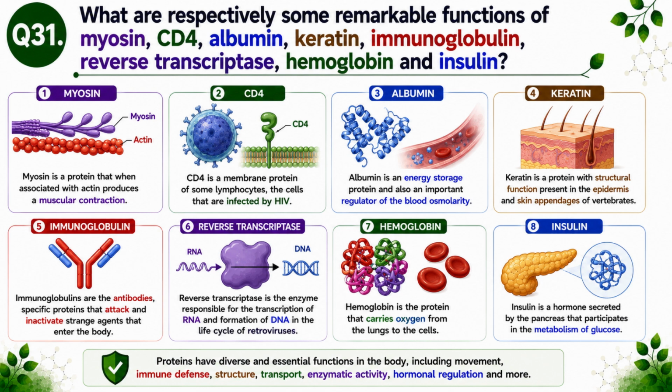Keratin is a protein with structural function present in the epidermis and skin appendages of vertebrates. Immunoglobulins are the antibodies, specific proteins that attack and inactivate strange agents that enter the body. Reverse transcriptase is the enzyme responsible for the transcription of RNA and formation of DNA in the life cycle of retroviruses. Hemoglobin is the protein that carries oxygen from the lungs to the cells. Insulin is a hormone secreted by the pancreas that participates in the metabolism of glucose.